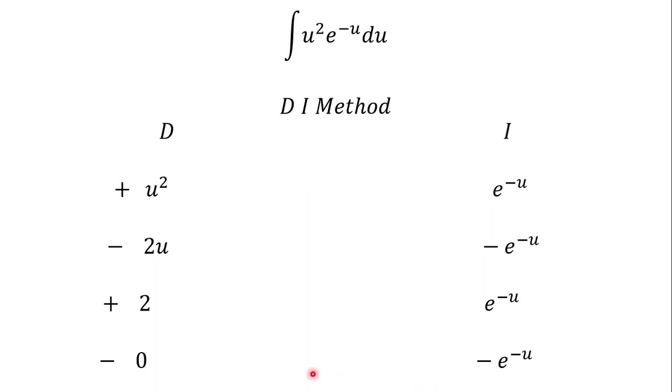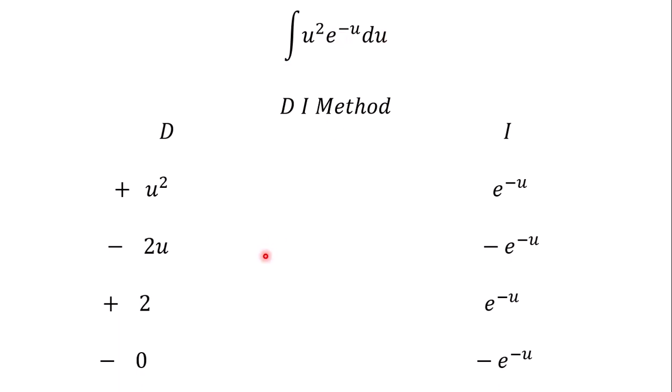Okay, here we are stopping because we have gotten 0 in the D column. And with the DI method, when you get 0 in the D column, you just stop, you end there. And it means you are done with the integration. There will be nothing left to further work on. Okay, so now that we are done with the integration, we are going to write our answers.